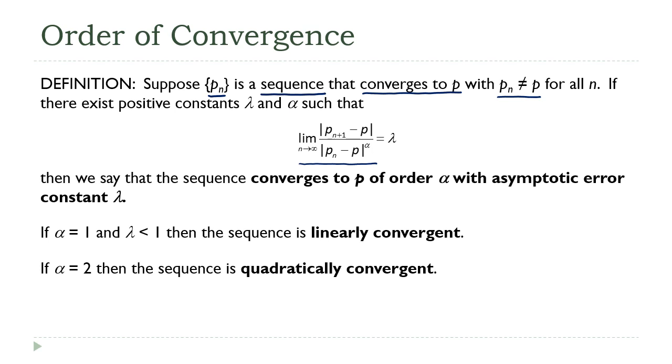And there are two special cases that we're going to be focused on. The first is when alpha equals 1 and lambda is less than 1. In that case, we're going to say the sequence is linearly convergent. And when alpha equals 2, we'll say it's quadratically convergent.